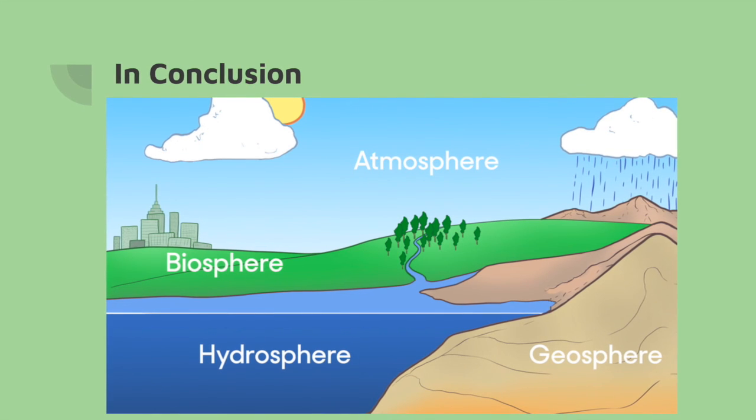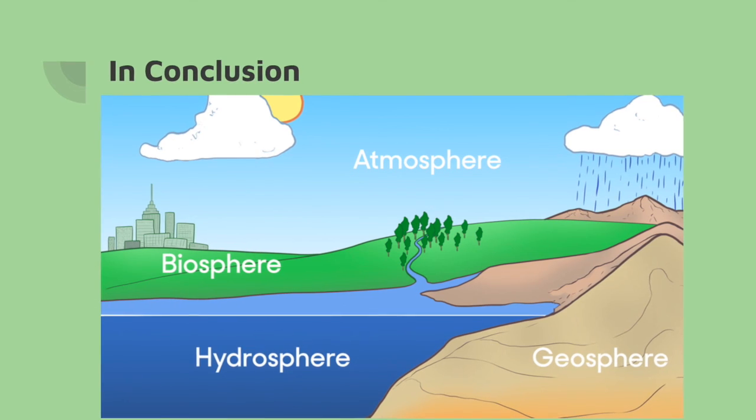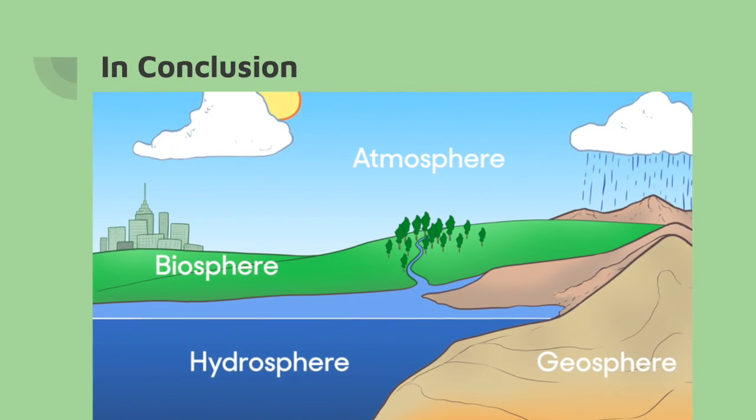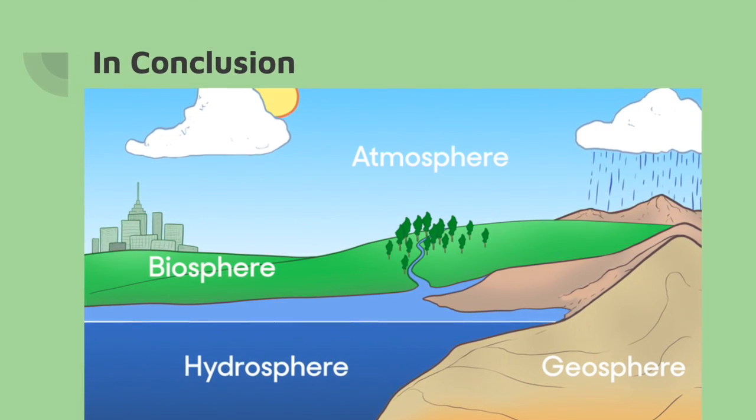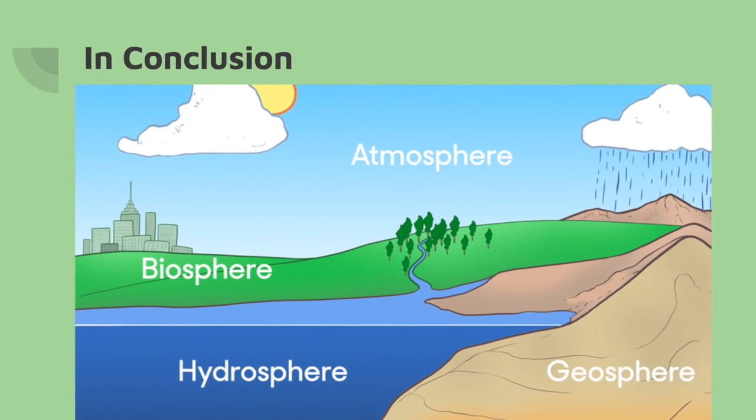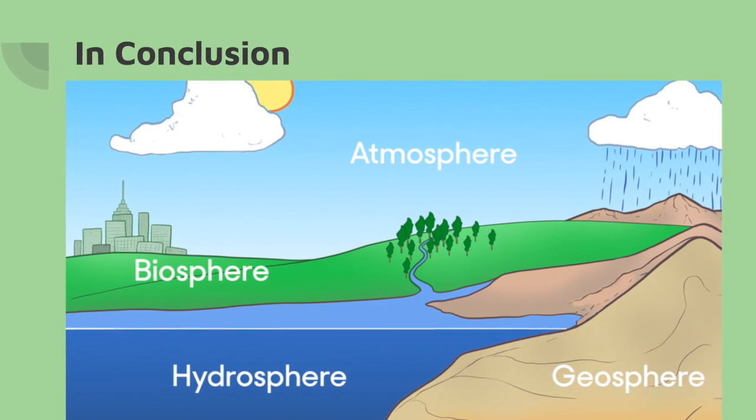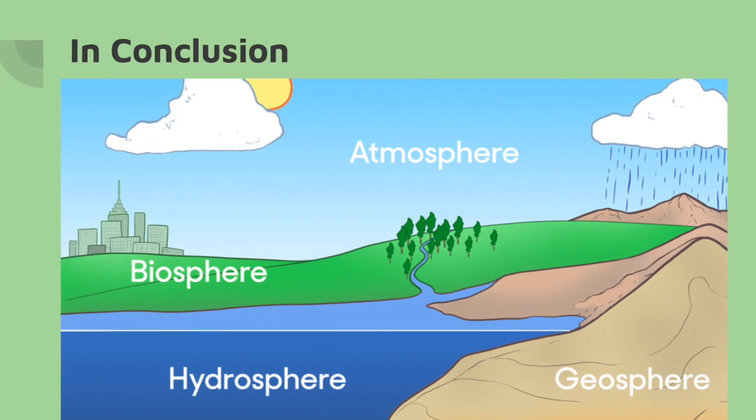In conclusion, as you can see, the 4 spheres all work together to create one big Earth system. We'll be coming back to these spheres throughout the season, and we'll be seeing how impacts to one sphere can cause changes to the others.